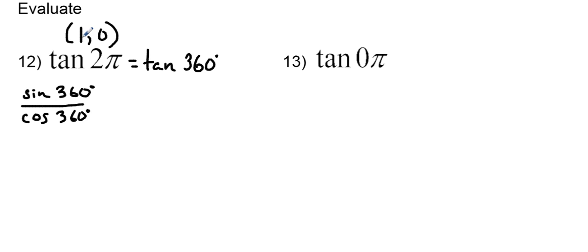1 represents my cosine, 0 represents my sine. So on top, I'm going to put 0. On the bottom, I'm going to put 1. If you take 0 and divide it by 1, you will get 0.